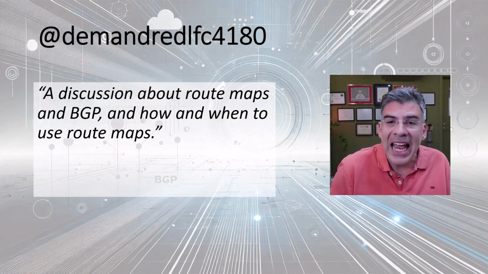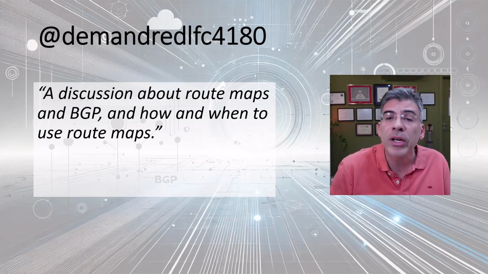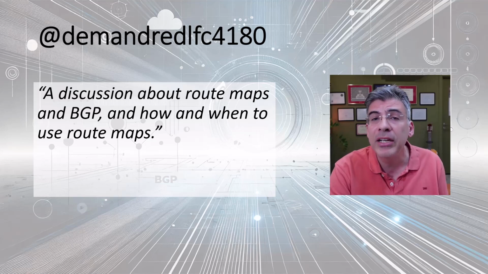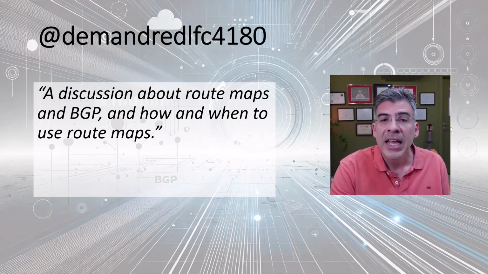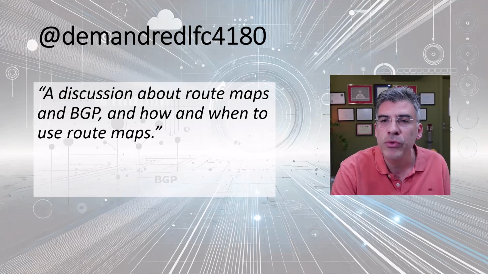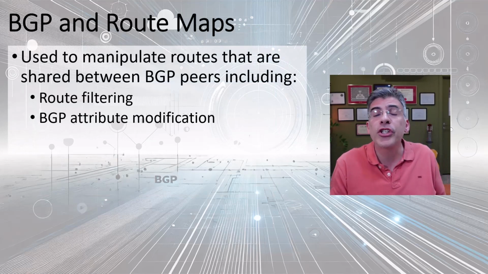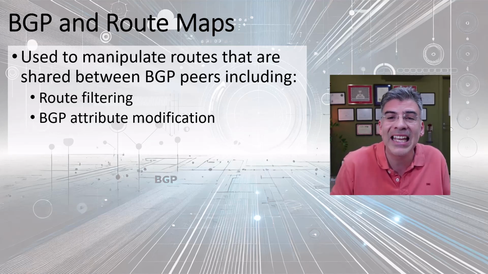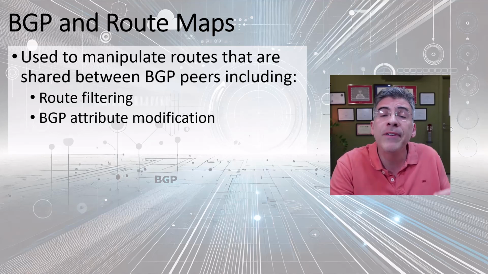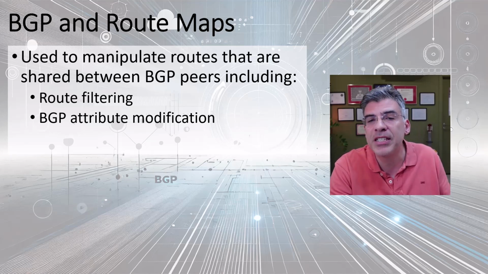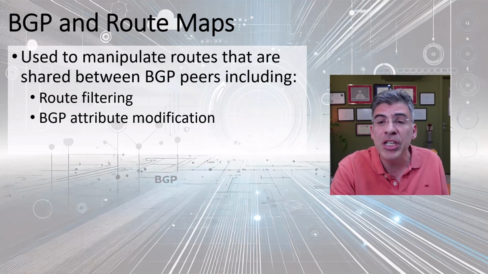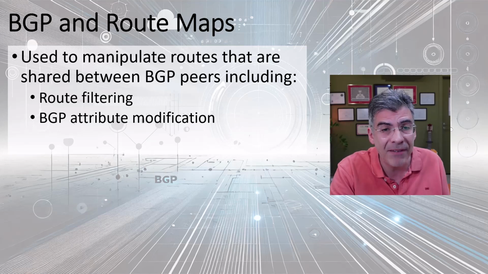Now, Demand Red LFC 4180 has requested a discussion about route maps and BGP, and how and when to use route maps. This is actually an interesting one, because route maps are used very often to manipulate what networks are shared between BGP peers. Route maps are constructs that can be configured within routers to very granularly filter out specific routes. They can also be used to modify any of the BGP attributes of specific routes.